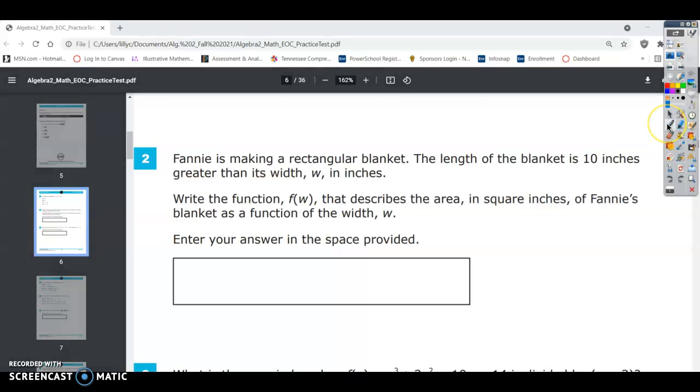The first thing we know is that we're going to write a function, and it's going to be defined as f of W equals something. That tells us what the name of the function is going to be. Let's read the first part again. It says the length of the blanket is 10 inches greater than the width. So let's call the width W.